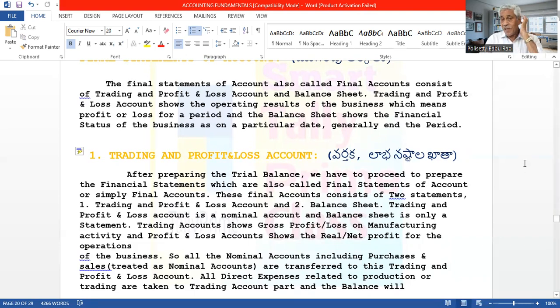Exactly. For manufacturing, we have to pay charges for the labor. Labor is working in the factory, so labor charges you have to pay. If there is more production, labor charges will be more. Otherwise, labor charges will be less. Like that, all the expenses related to the production or trading are called direct expenses. And for direct incomes, there is only one direct income, that is sales.